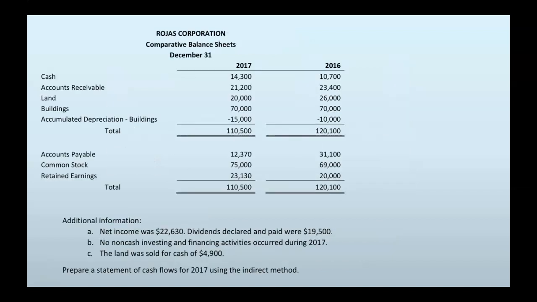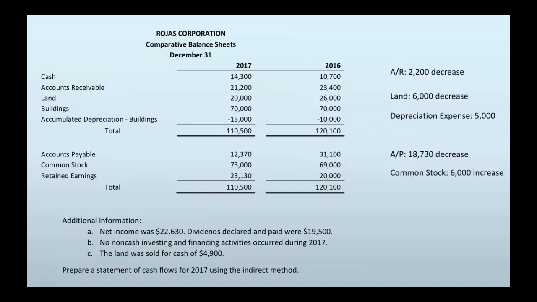So let's go through the comparative balance sheets and figure out if accounts increased or decreased, right? So accounts receivable decreased by 2,200. Land decreased by 6,000. That's going to come into play a little bit later. Our depreciation expense in 2017 was 5,000, right? Because our accumulated depreciation went from 10,000 to 15,000. So we had a depreciation expense of 5,000 that year. Our accounts payable decreased by 18,730. Our common stock increased by 6,000.